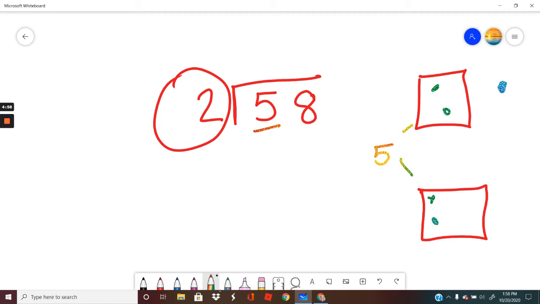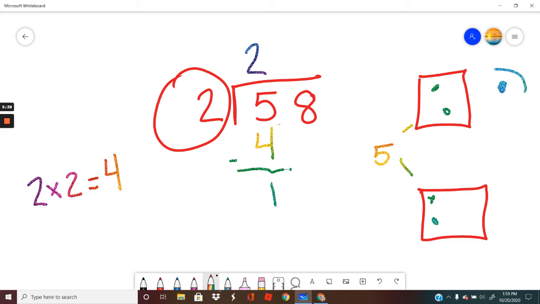So what we're seeing here is that you can split 5 into 2 boxes equally. There's only 2 in each box, but you're going to have one left over, and we have to show that in the problem. So what we've said right here is 2 times 2 equals 1, 2, 3, 4, right? So if 2 times 2 is 4, I'm going to put it right here, and then I'm going to subtract. 5 minus 4 is 1. See that 1? That's what I had left over.